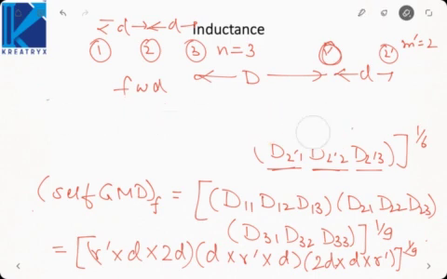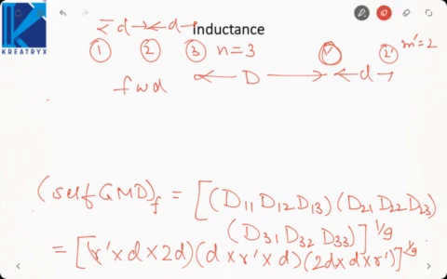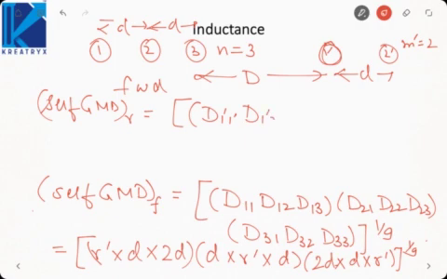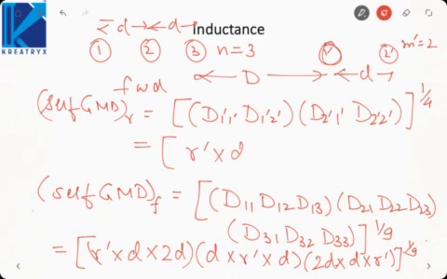Next, let us calculate self GMD of return path. Okay, it will be take 1 dash 1 dash, 1 dash 2 dash, then 2 dash 1 dash, 2 dash 2 dash, raised to the power 1 by 4, because 4 terms are there. So it will be r dash, d, d, r dash. So that way we have to calculate self and mutual GMD.